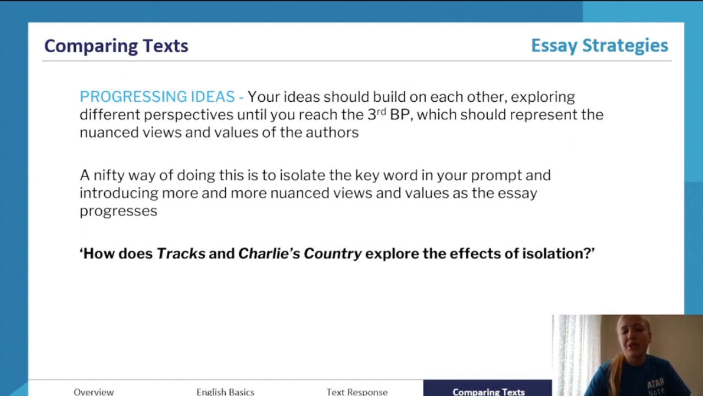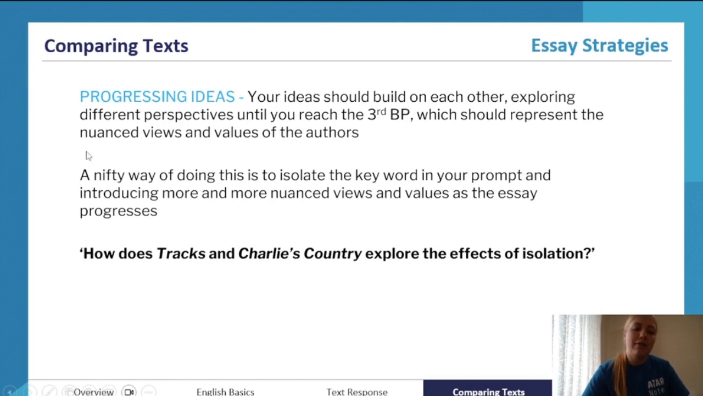And some essay strategies for your comparatives. Try to progress your ideas. This applies to text response as well, actually. So think about this in relation to your topic sentences. Your arguments should be building on each other, exploring different perspectives until you've reached the third body paragraph that should represent the more complex idea that you have, such as nuanced views and values of the authors.